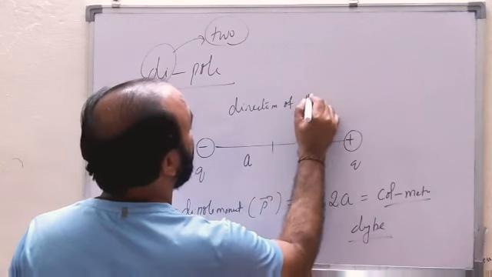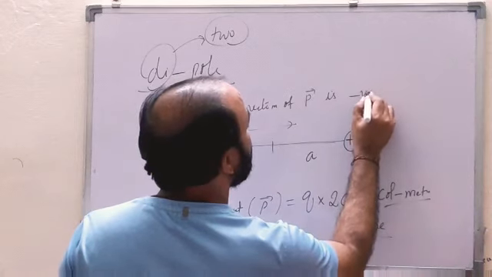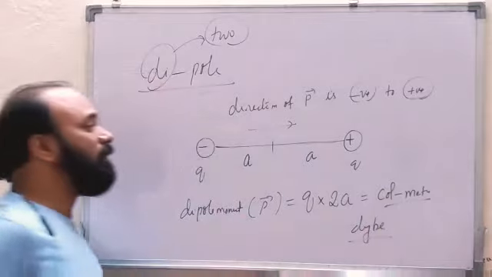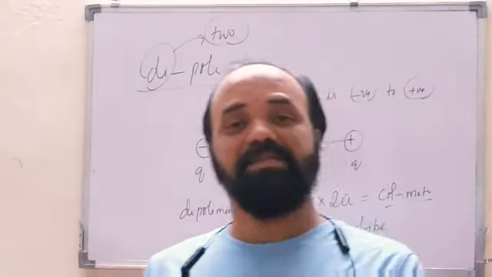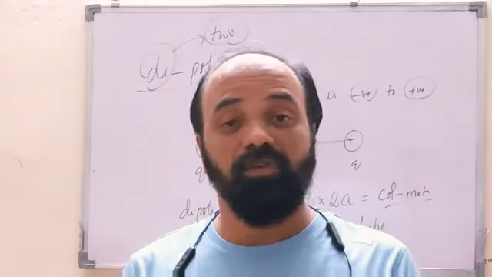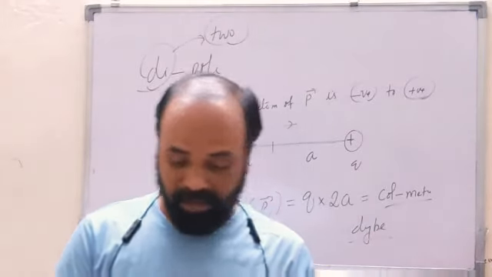Direction of P bar is negative charge to positive charge. This is important. Here they will ask the questions. One is axial line, second one is bisectional line, and third one, if this dipole is placed in uniform electric field, they ask what is the time period also they ask.